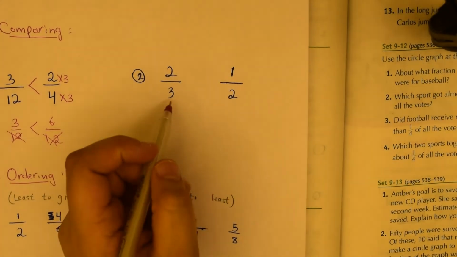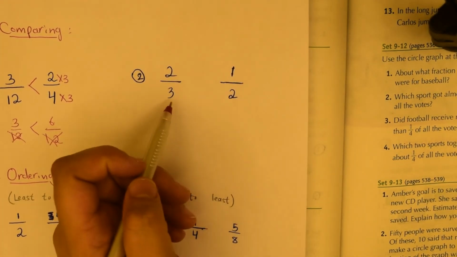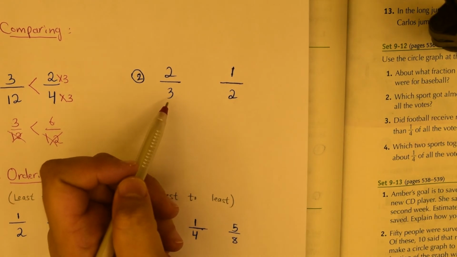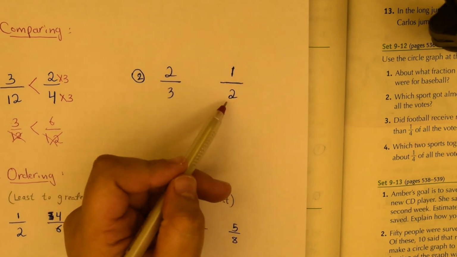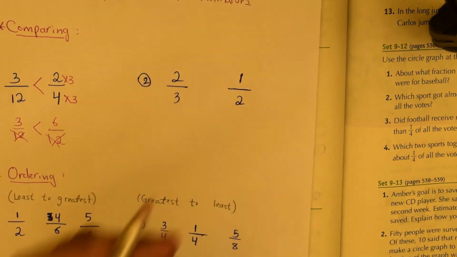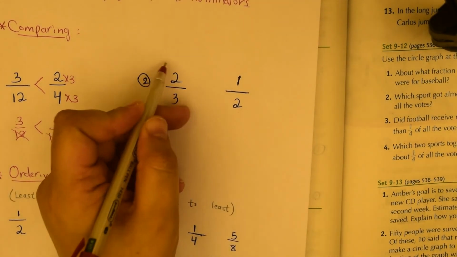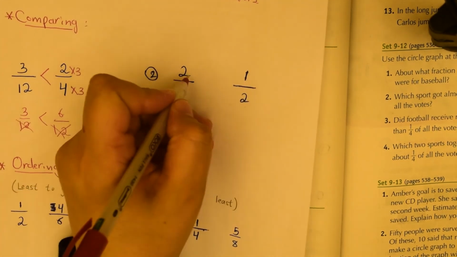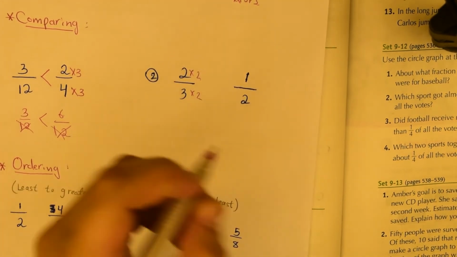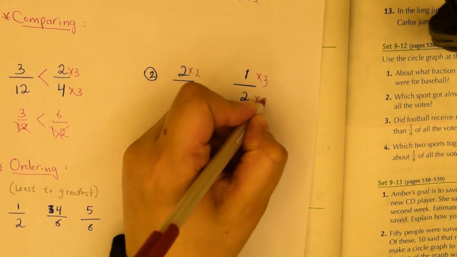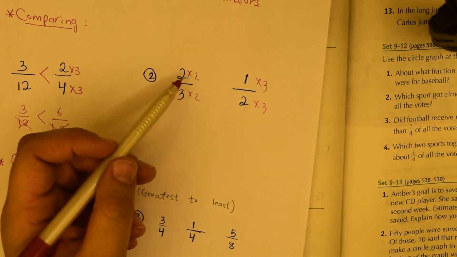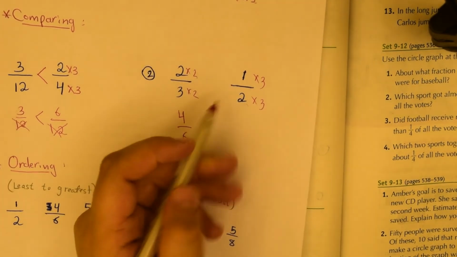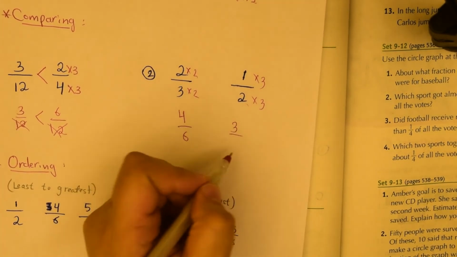For number 2, I have different denominators here. So how can I make the 2 3? There is no number times 2 will give me 3. How can I make the 3 2? There is no number divided by 3 will give me 2. So in this case, I will multiply this fraction by 2 and this fraction by 3. It will give me 2 times 2, 4 over 6, and 1 times 3, 3 over 2 times 3, 6.